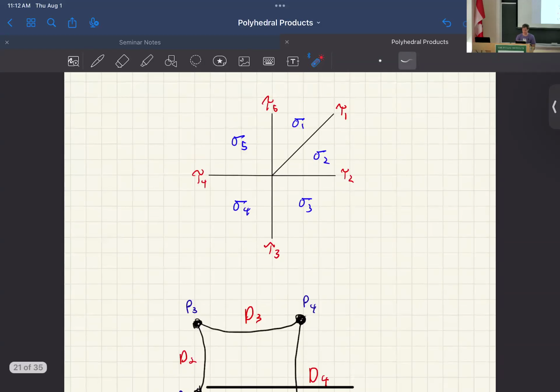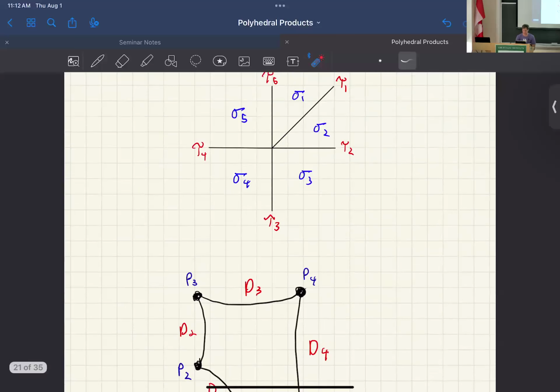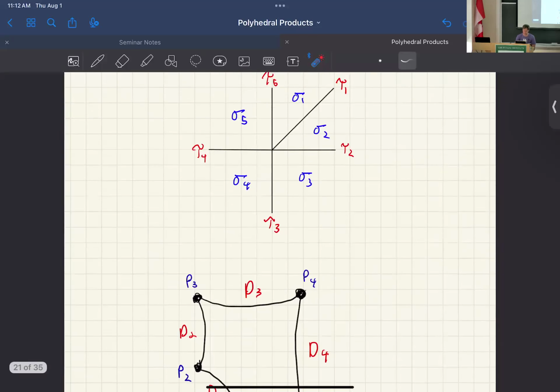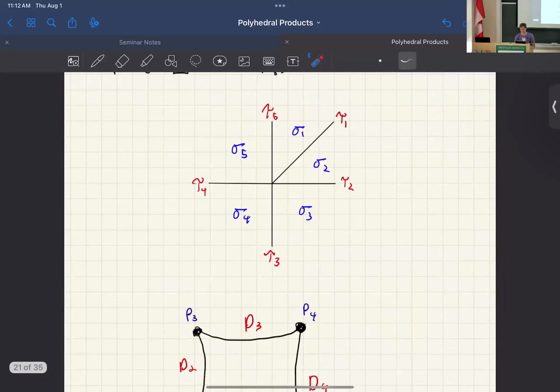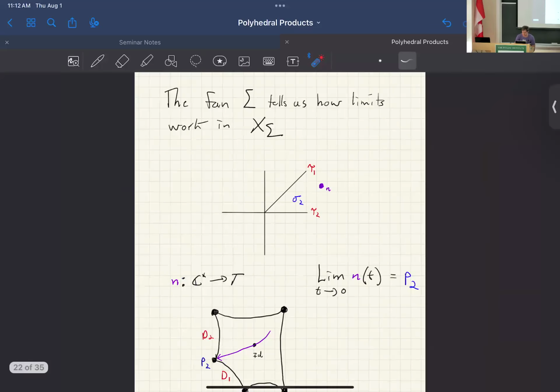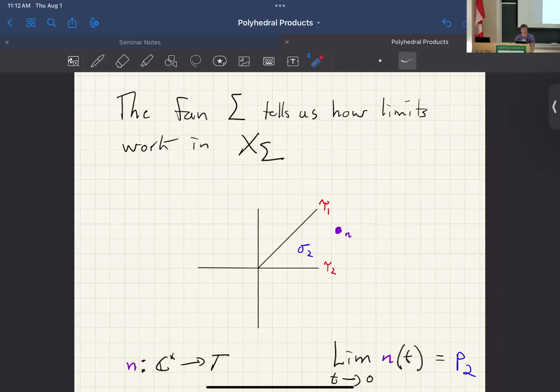So here I have a complete fan, so I get a complete toric variety. The faces sigma 1 through sigma 5 correspond to the fixed points, P1 through P5, and then the rays, tau 1 through tau 5, correspond to the divisors, the irreducible reduced divisors. All right, so here's what I really like about the fan description of toric varieties. It tells us how limits work, tells us how to go to infinity. Who doesn't like going to infinity?